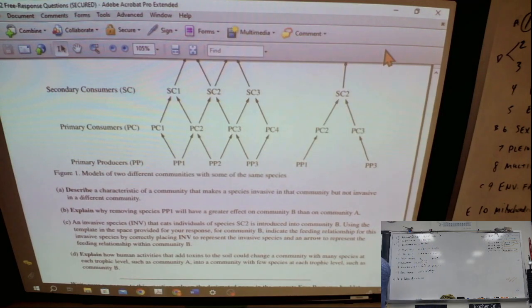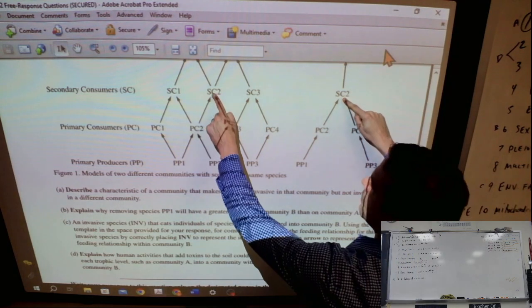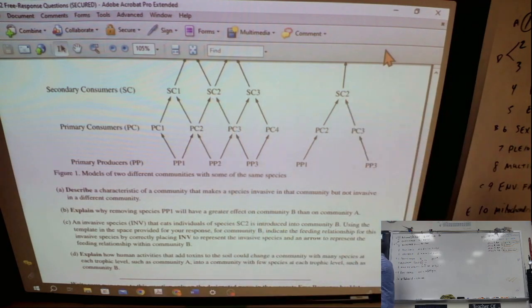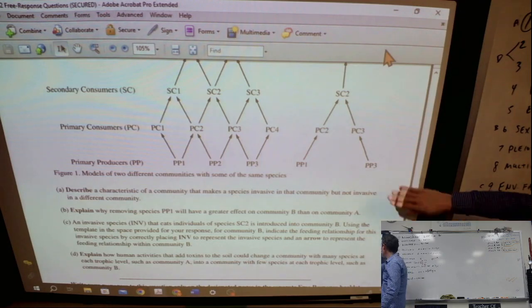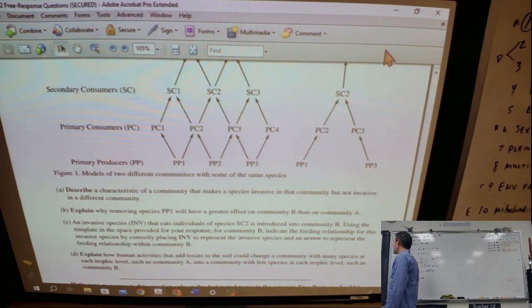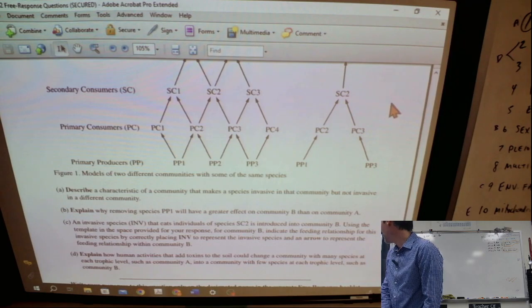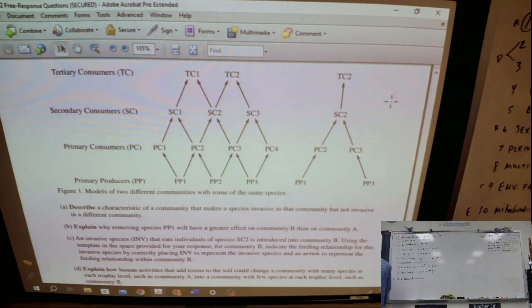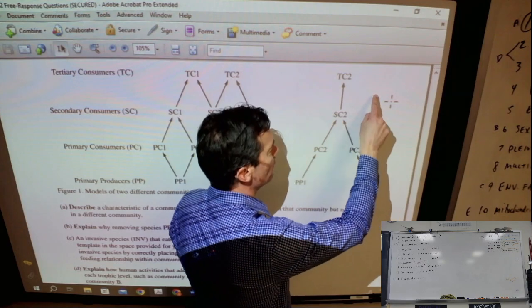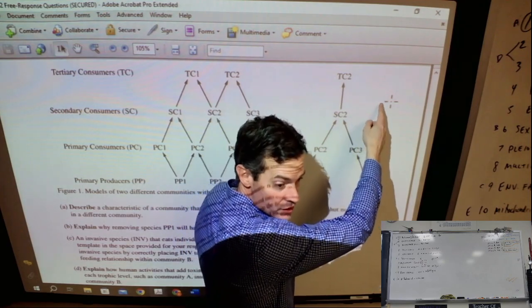Okay, this one was interesting. An invasive species, INV, that eats individuals of species SC2, secondary consumer 2, is introduced into community B, so that was this one over here. Using the template and the space provided for your answer for community B, indicate the feeding relationship for this invasive species by correctly placing INV to represent the invasive species and an arrow to represent the feeding relationship. And so you're like, all right, that's not bad at all. I basically just need to draw an arrow that goes to INV. And that's what I would have done.